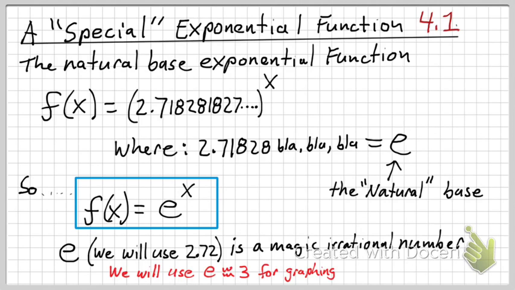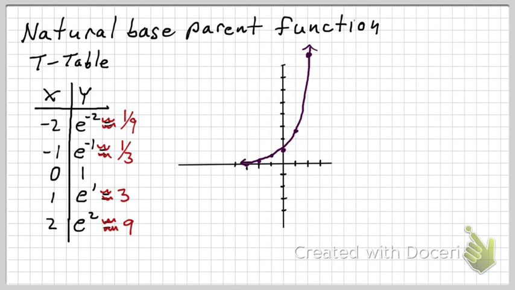All right, and then we went on and I believe we made a graph of the parent function, approximating e with about 3. And we made our parent function just like we did as if the base was anything else. Okay, nothing real magic there.